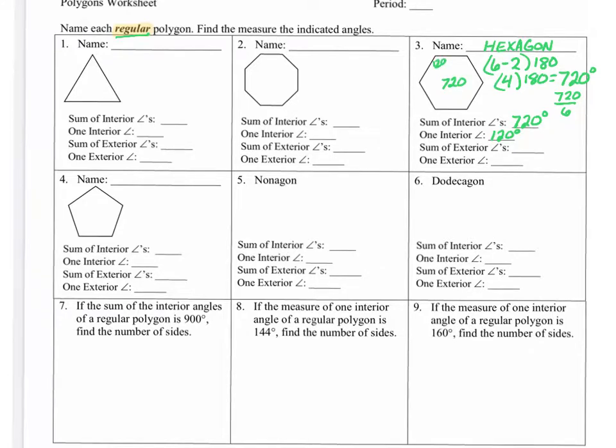So with that, you should be able to do the sum of the interior angles for 1 through 6. You should do 7 and 8. And 9. You should be able to do those. So do the sum of the interior here. We'll talk about the exterior in a different video.